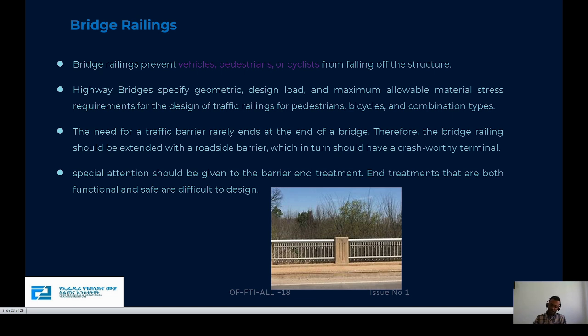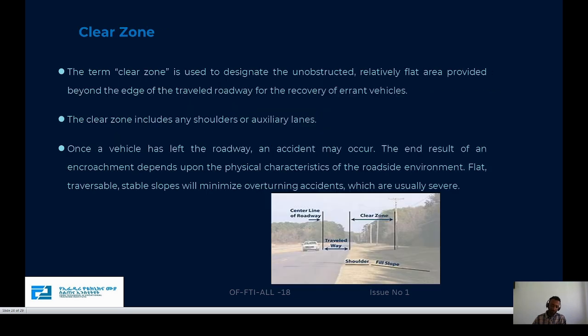This is to decrease crash-related safety problems. Special attention should be given to barriers or railings, so they need treatment in terms of function as well as safety.